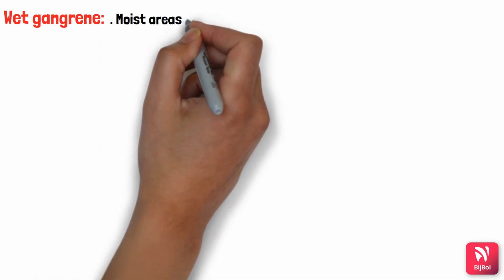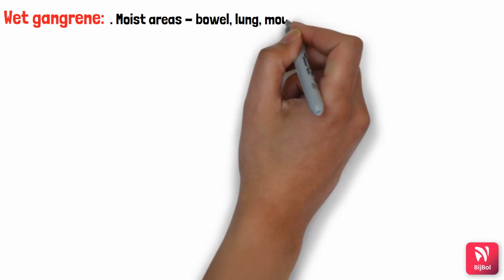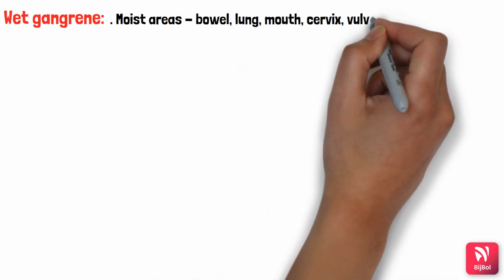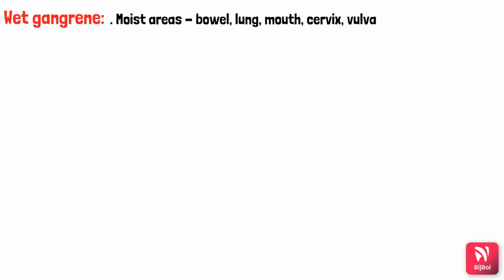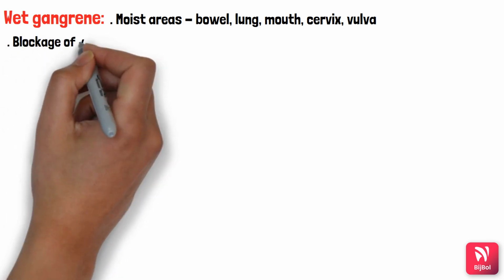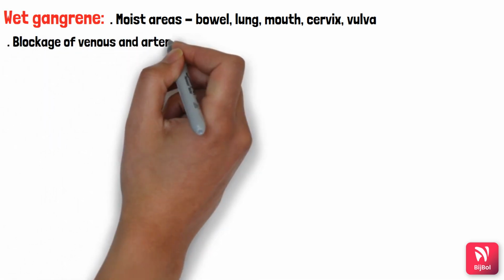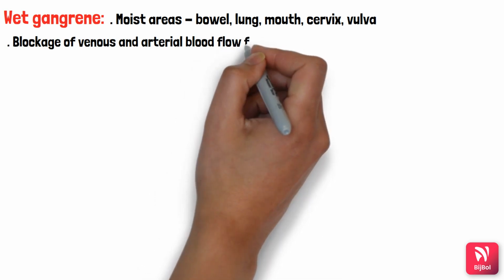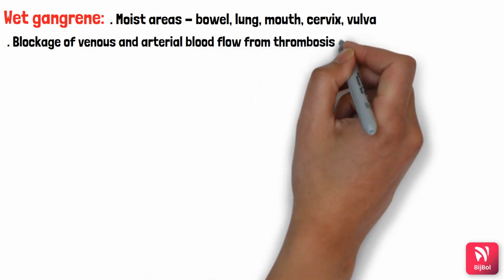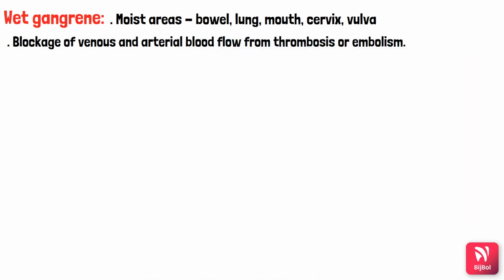Next we will see wet gangrene. In contrast to dry gangrene, it is seen in moist tissues or naturally moist areas like bowel, lung, mouth, vulva, and cervix. In these areas wet gangrene will be seen. Usually it develops because of blockage of venous as well as arterial blood supply, which will be a result of thrombosis or embolism.